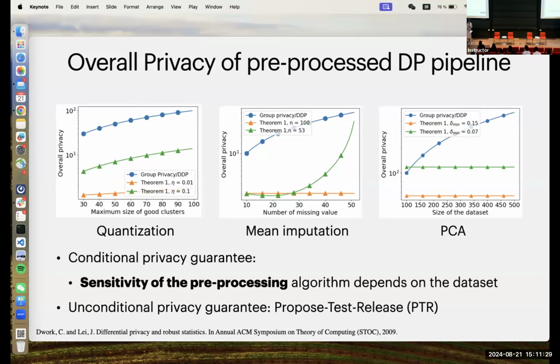To overcome these assumptions on the data set and get an unconditional privacy guarantee, we can use the propose-test-release method to privately test whether the L2 sensitivity multiplied with the L infinity sensitivity is small, and only release a result when that is the case.